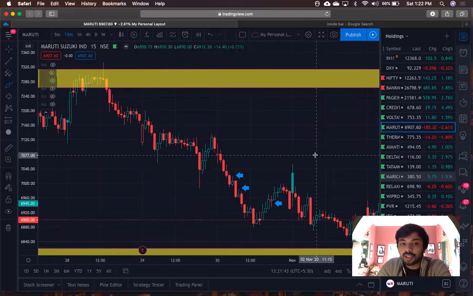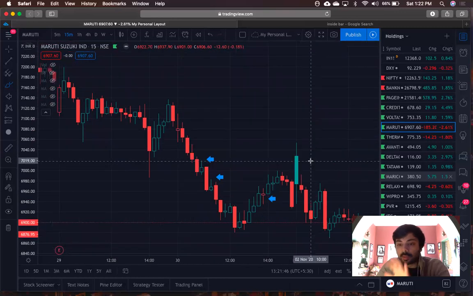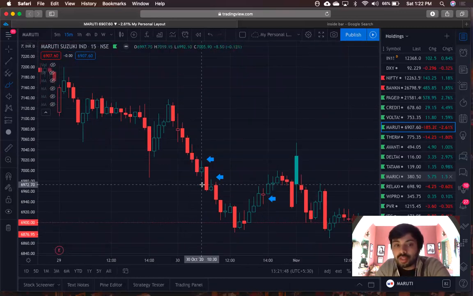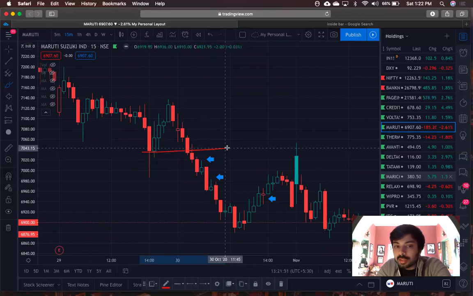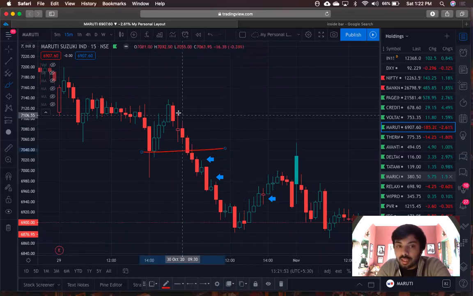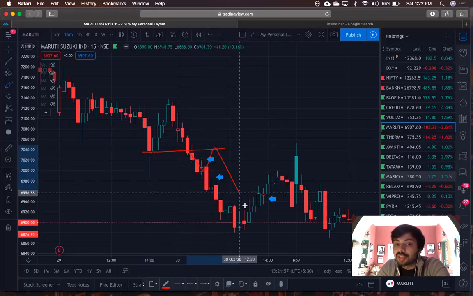So these are the charts of Maruti. Again, on the short side, you can see what's happening here. A good downtrend is being formed. The swing low has been broken. So you are short on the market. Once the swing low is broken, you wait for a retest, but that retest basically doesn't happen.